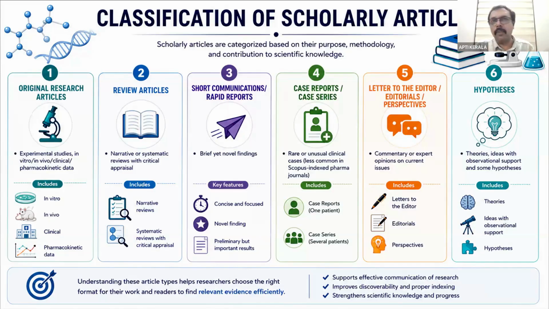So mainly three types are there: narrative review, systematic review, and bibliometric review. Then the next, third one, is a short communication. That means you have some preliminary data, but not a sufficient amount to publish it as a research article. It is only a preliminary finding which can't be taken forward, or you need a publication at that time. Then you can directly communicate it as a short communication. That's a very concise and focused novel finding, known as short communications or rapid reports.